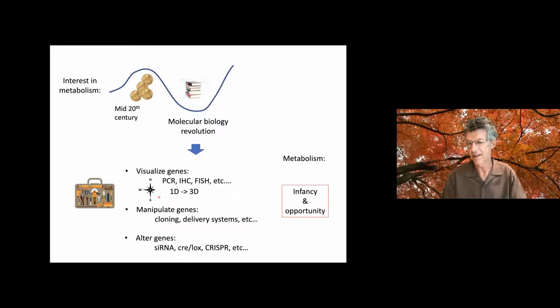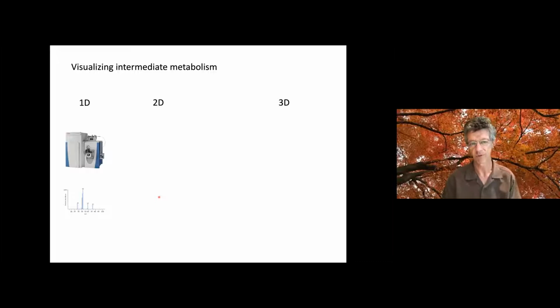And I would argue that in the world of metabolism, we do some of this, but not much. And there's a tremendous amount of opportunity in trying to mimic this progression. So a few examples, right? So visualizing intermediate metabolism, we're really good in the one dimension, right? We can do mass spectrometry.